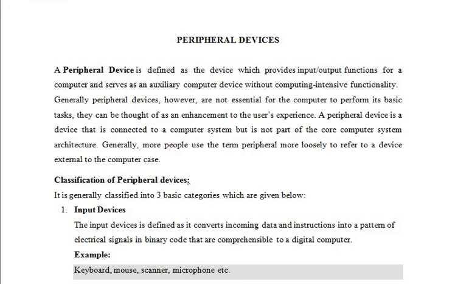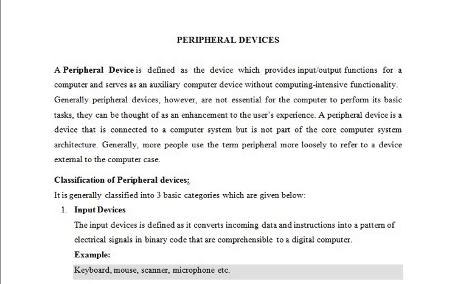In this class, we are going to see about peripheral devices, which comes under unit 4. So, first, we will see what is a peripheral device. Peripheral devices are classified into three types: input device, output device, and storage devices.